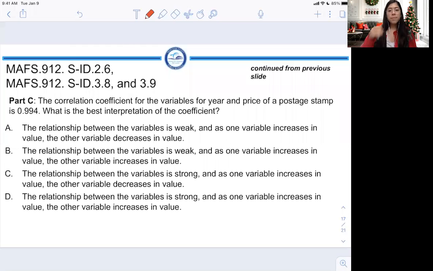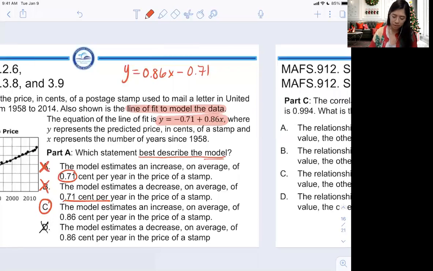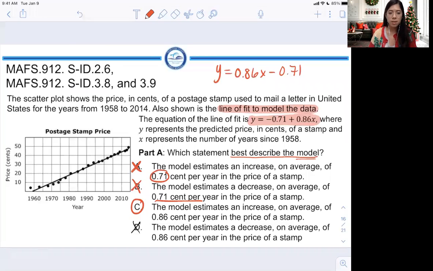This question is continued from the previous slide, okay? So on the previous slide, we're still thinking about this graph and that equation. Guys, I need you to focus. We're almost done.